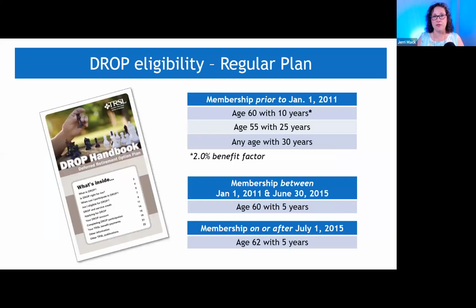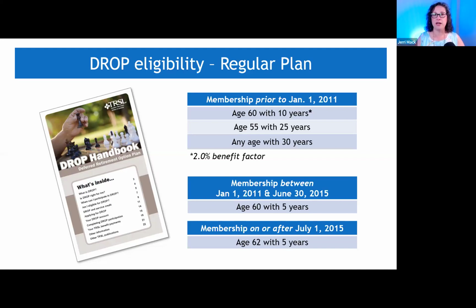Let's go a little deeper on that. For our regular plan members, which should be pretty much everyone listening to us right now, those that joined our system prior to January 1st, 2011, we're seeing most of this first group right now coming up to DROP. Your DROP window may open at age 60 with 10 years, or 55 with 25 years, or any age at 30 years. Those are not choices. It's wherever your window opens, which we have examples on our next page.